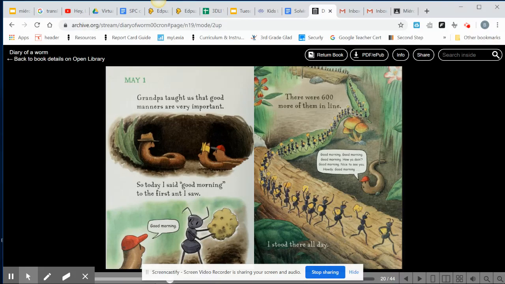So Grandpa taught us that good manners are very important. So today I said good morning to the first ant I saw. Good morning. All right. So the worm was saying that his grandpa told him he needs to have good manners. And this little guy took that to mean that he needed to say good morning to the ants or be nice to them. So using the clues on the page, in the pictures, and in the writing, what do we think manners are? Okay?